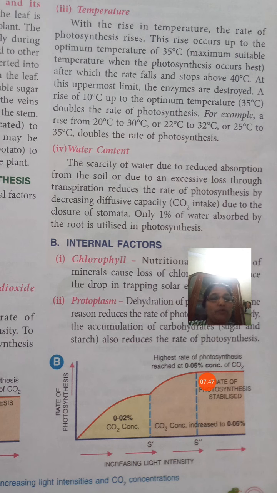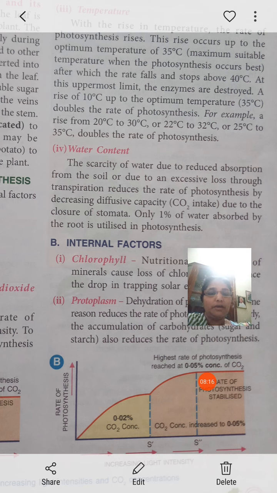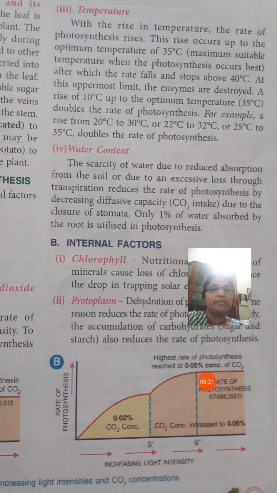After reaching 0.05 percentage concentration of carbon dioxide, again we can see the photosynthesis becoming stabilized. We cannot increase the rate of photosynthesis after a certain level. Even though we give more carbon dioxide or more light, we cannot increase the rate according to that. After a certain level, it will become stabilized.